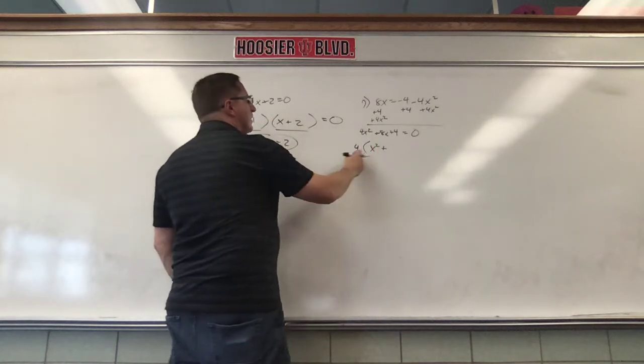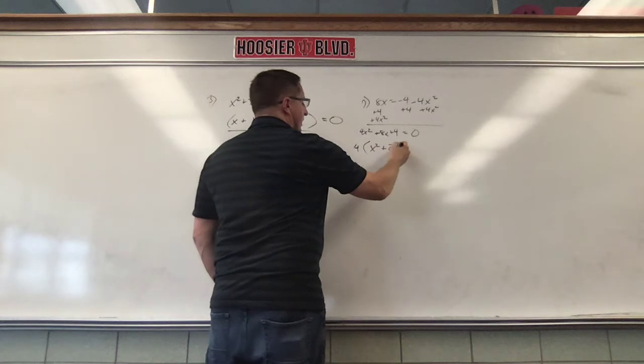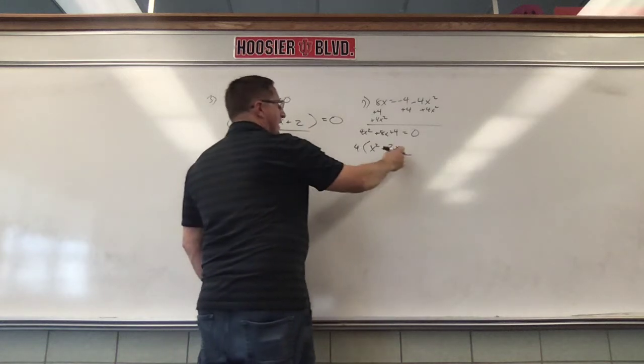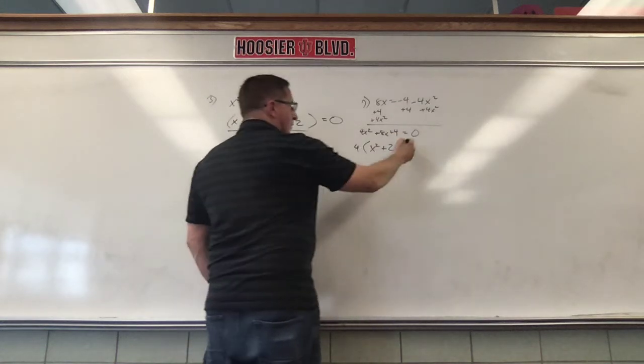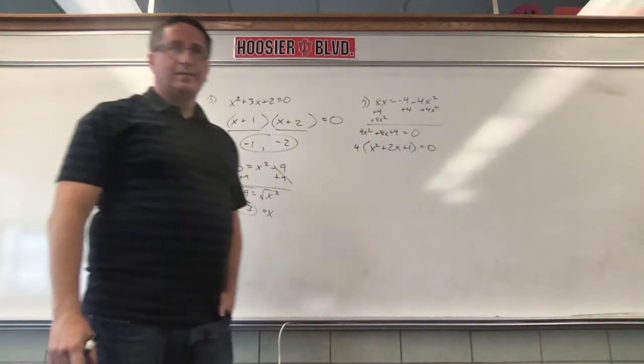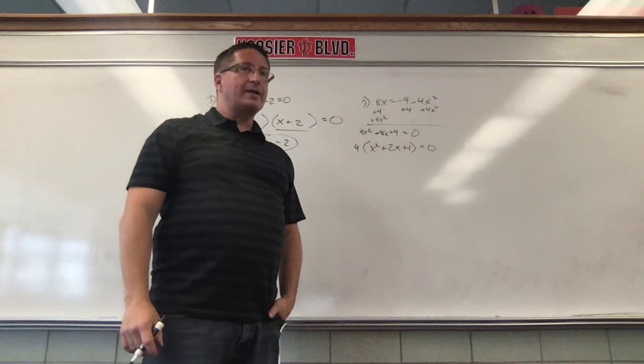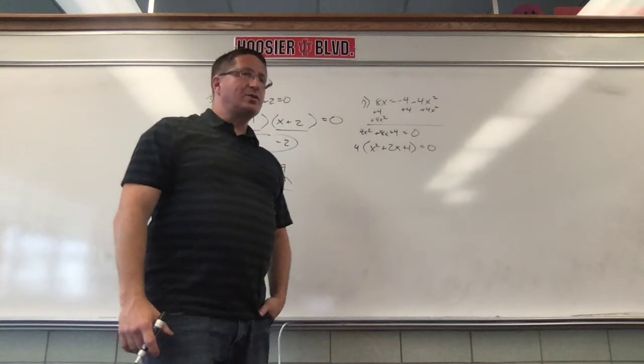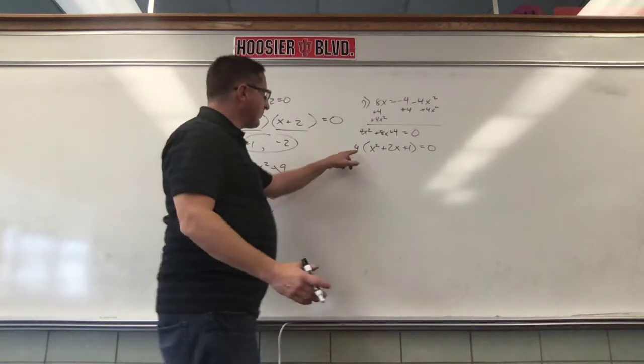Plus 4 times what is 8x? 2x. 4 times what gives you 4? 1. Okay, now have we factored it? Yes. Completely? No, not yet. It factors even further. So this may sound like I'm treating you like a little kid here, but you know what you do this for?